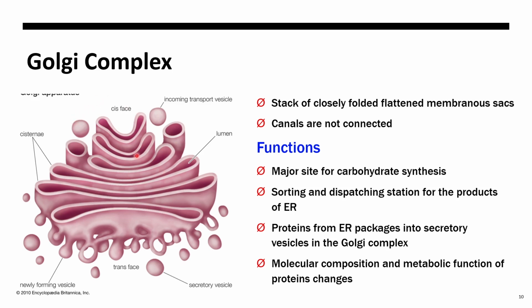The Golgi complex is the major site for carbohydrate synthesis. The proteins from the ER are packaged into secretory vesicles inside the Golgi complex, and during this time the molecular composition and sometimes the metabolic functions of the proteins become changed.